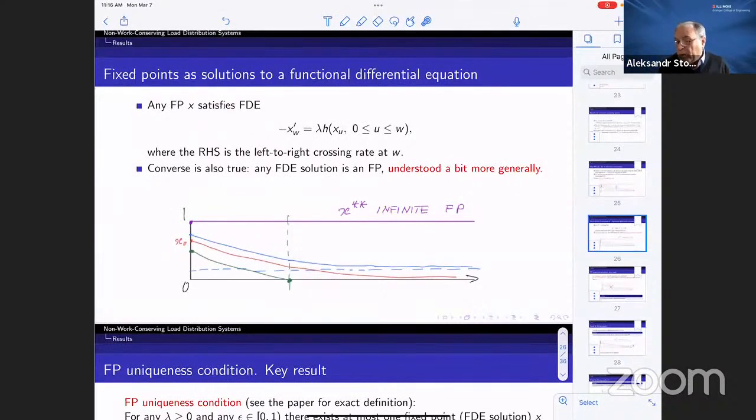So these improper fixed points, improper solutions, have a very clear interpretation. In fact, the infinite element is also a fixed point. The infinite element is the identical one, which means everybody is busy, everybody has infinite workload, and then it never changes. This is trivially a fixed point. We will call it x double star.